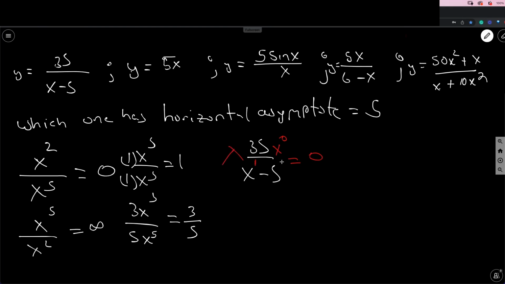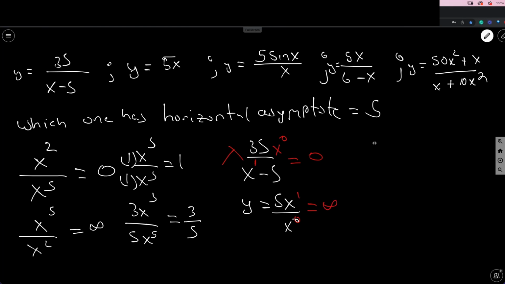Let's do the second one. Second one here, y is equal to 5x. Well, this doesn't have a denominator, but it really is a denominator in this case of x to the 0. And x to the 0 is 1, and the power on top is 1 versus 0. That's why this is infinity.